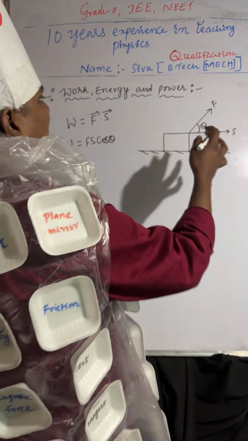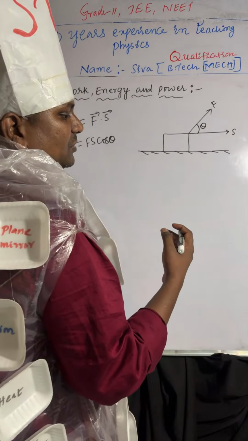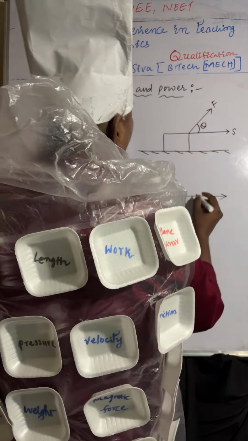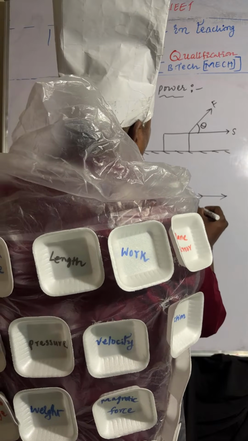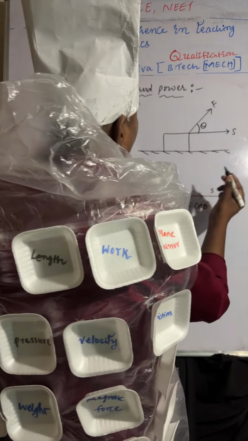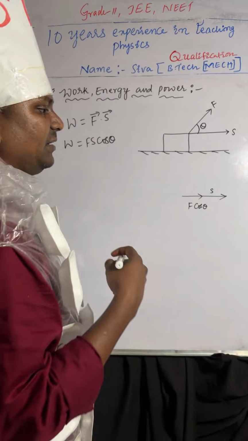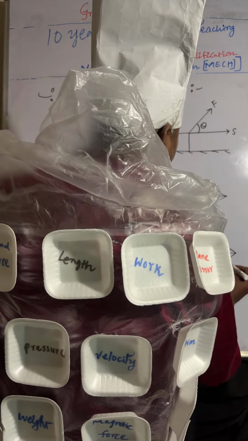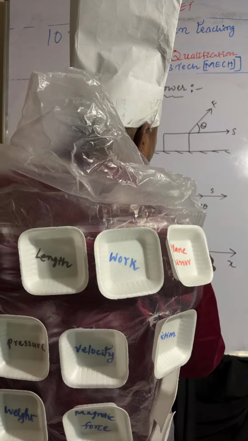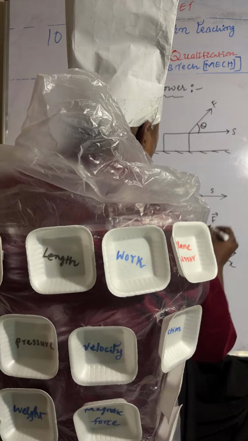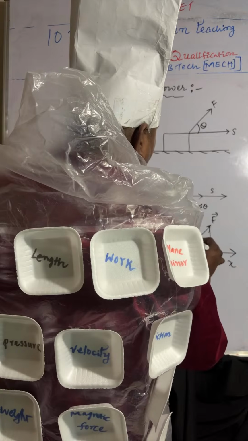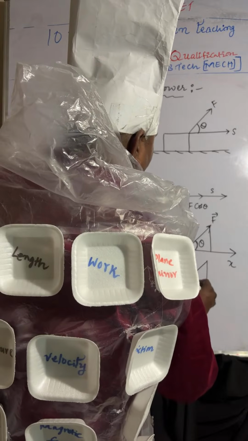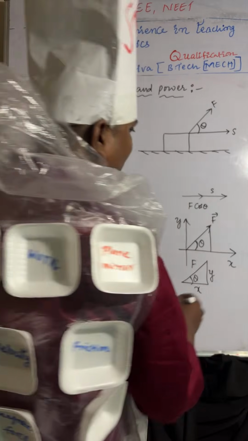So why cos theta? Because of resolving the components. Along the x-axis, the force component we are resolving along the horizontal direction is F cos theta, into s. So Fs cos theta we are taking. Along the x-axis and y-axis, this is the force F bar, and the angle is theta. It is a right angle triangle like this, with F, theta, and the x-axis and y-axis.